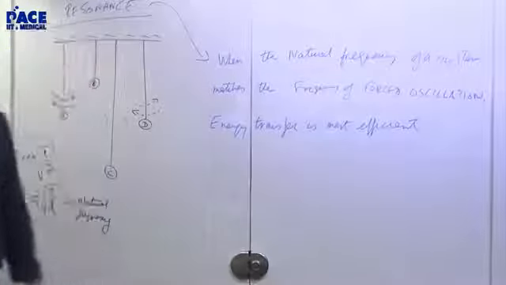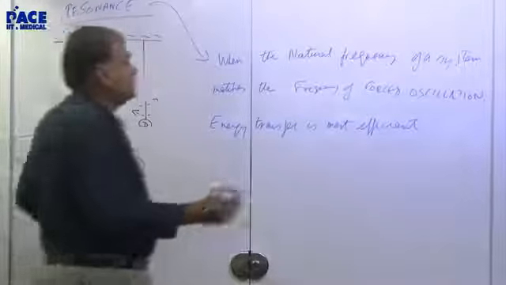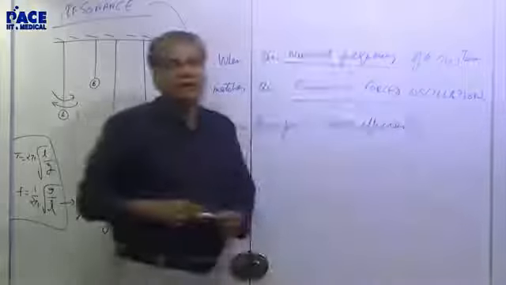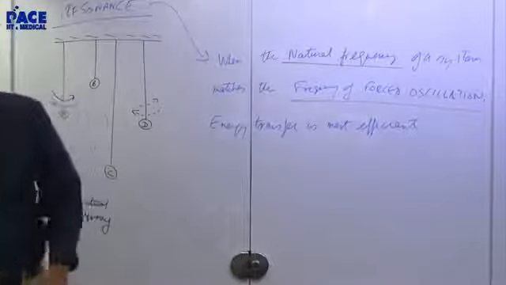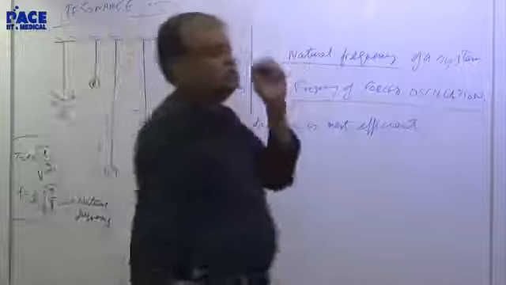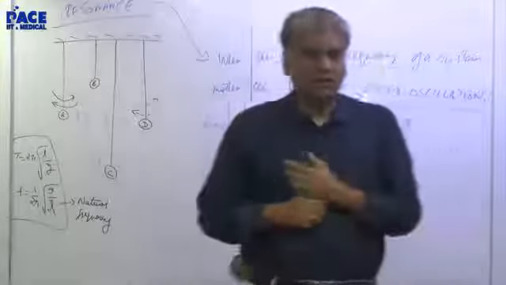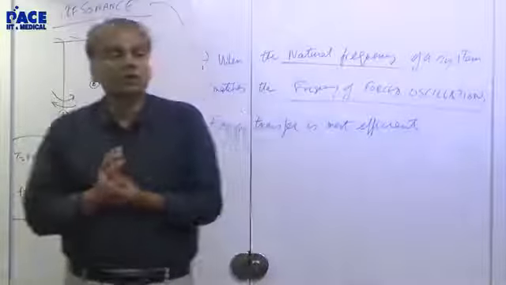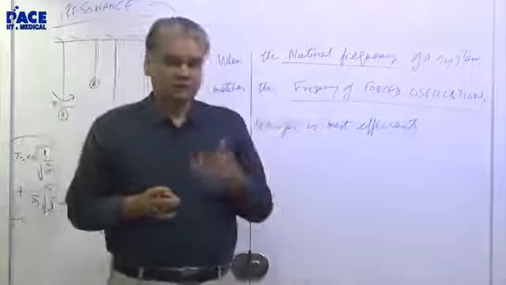So, this is the idea: natural frequency, frequency of forced oscillation. Are they matching or not? If they match, you get the greatest transfer of energy. Otherwise you do not get. You must have experienced it while doing a swing yourself.